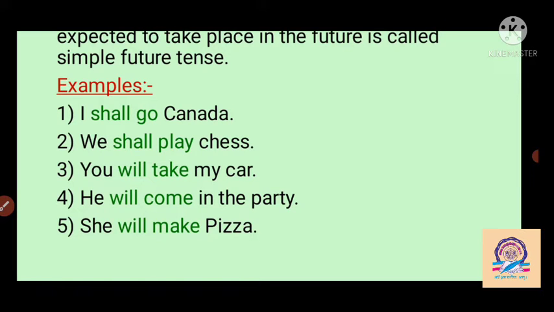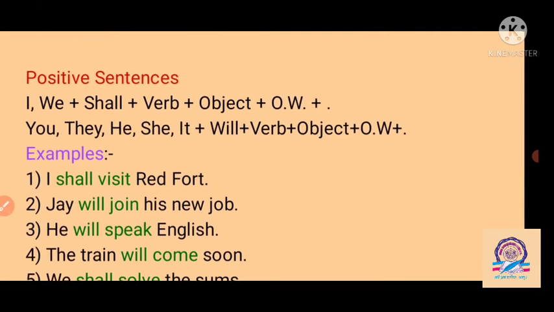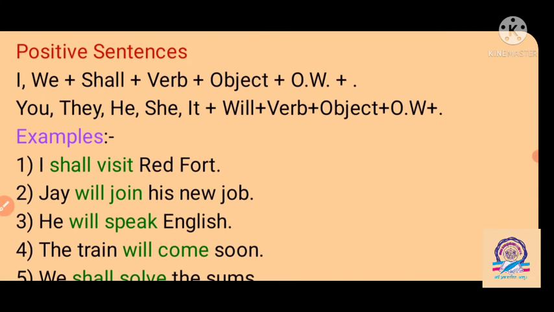For that we have to take the support of the helping verbs shall and will. When I and we are in the subject, then we have to use shall as a helping verb, and then the main verb. With you, they, he, she, it, or a plural noun or singular noun, we have to use will as a helping verb. Then the positive sentence. So what is the formula in a positive sentence?